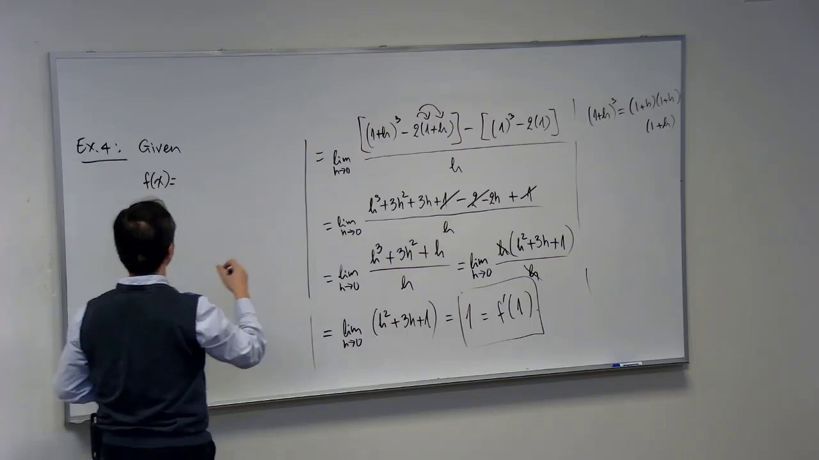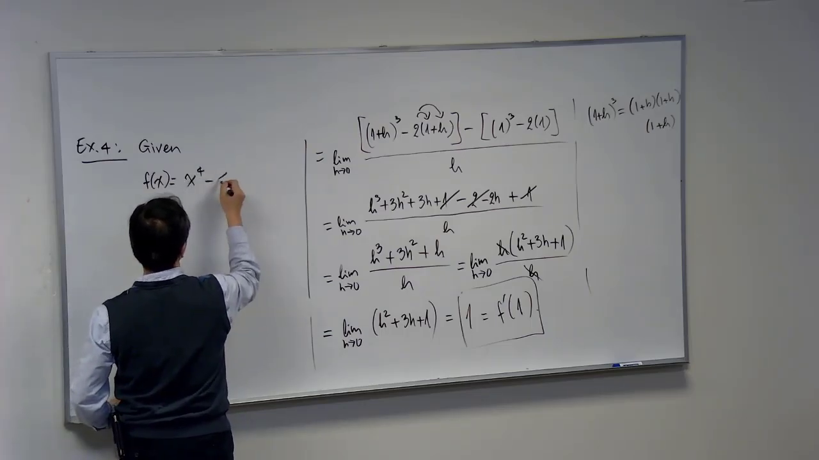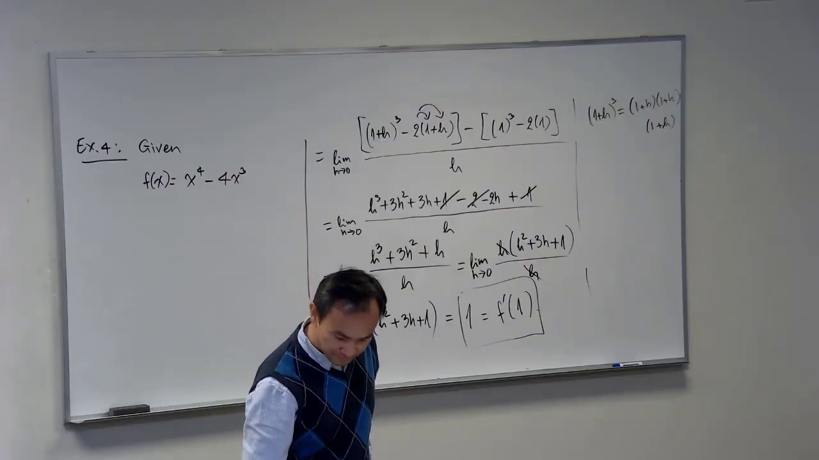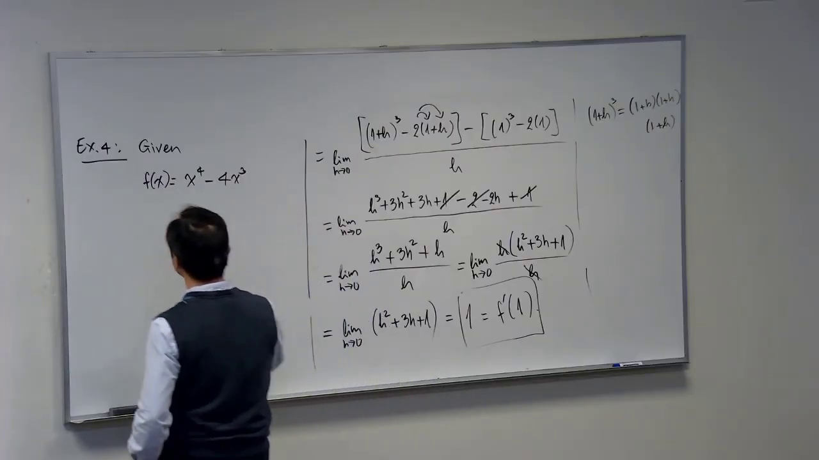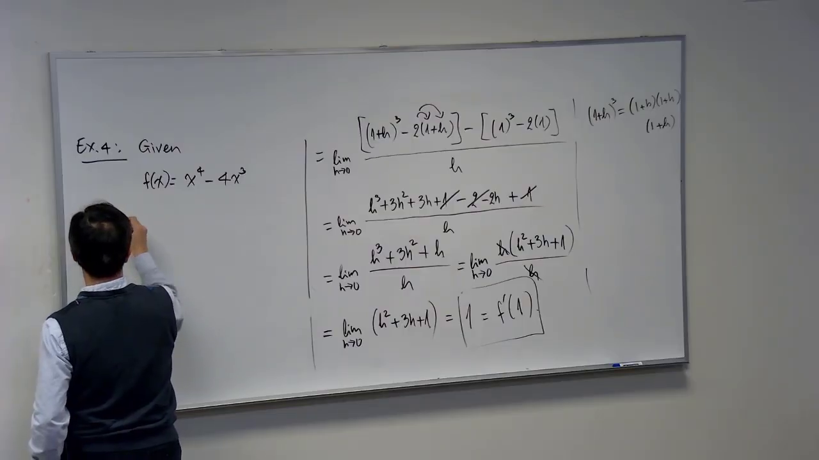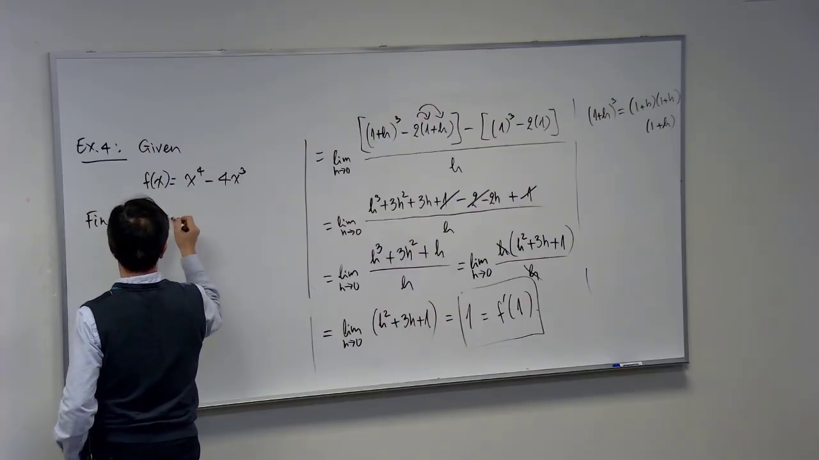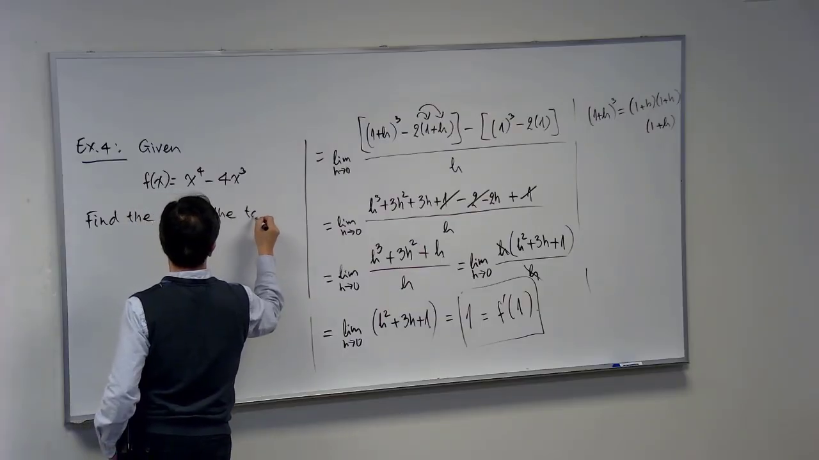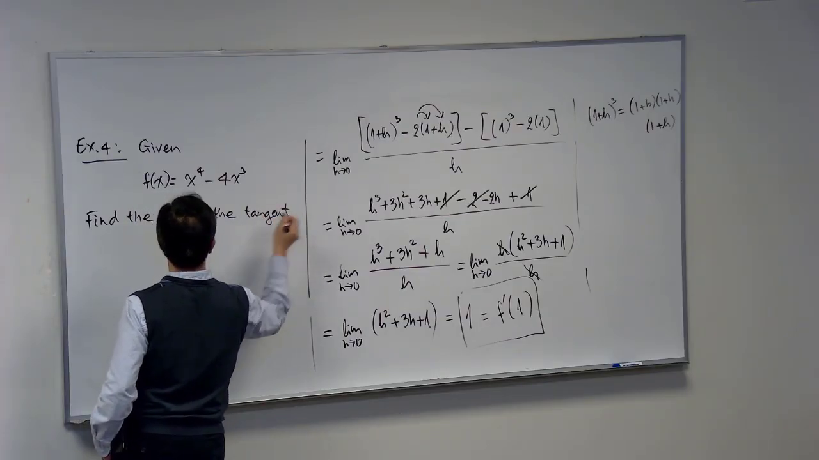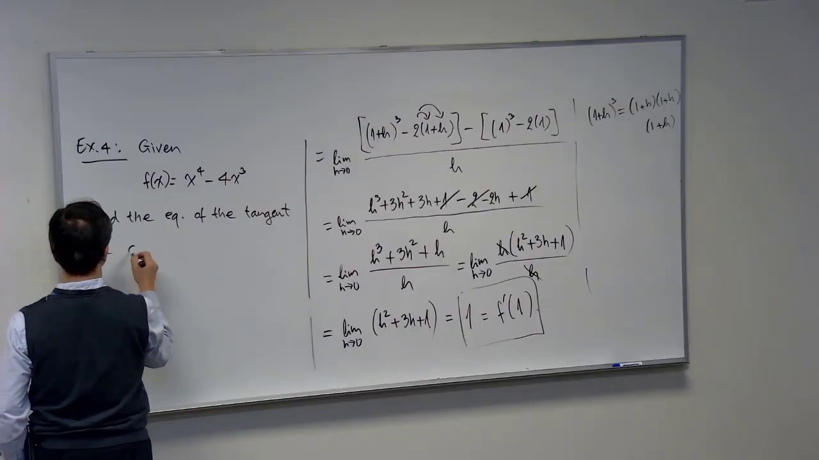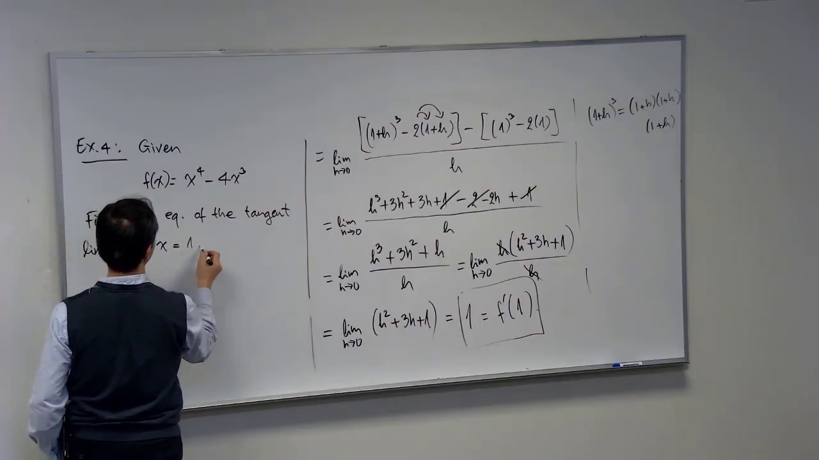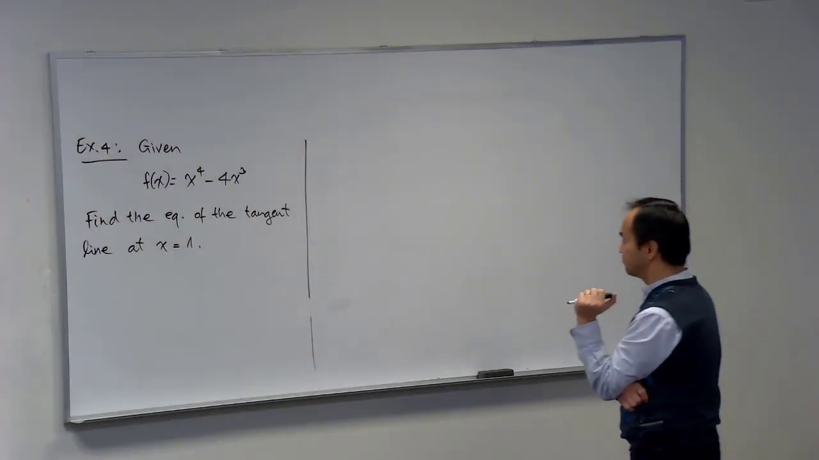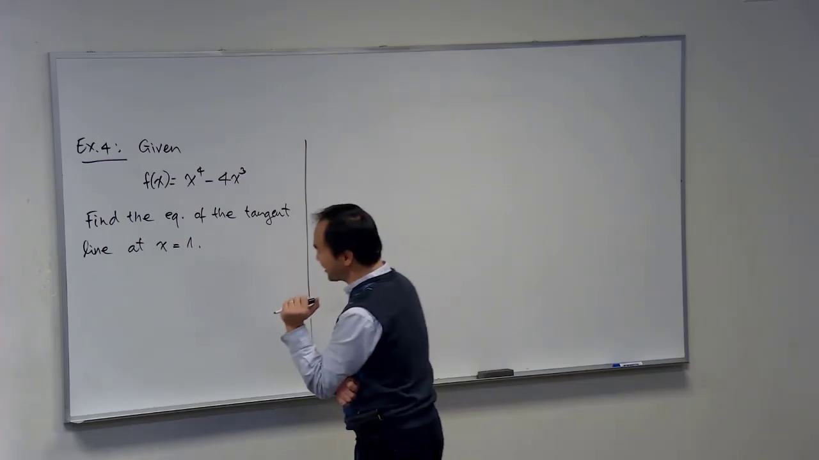Let's call it example 4. We got x to the 4th minus 4x cubed. And so we want to find the equation of the tangent line at x equals 1. All right, so we are doing another tangent line problem.